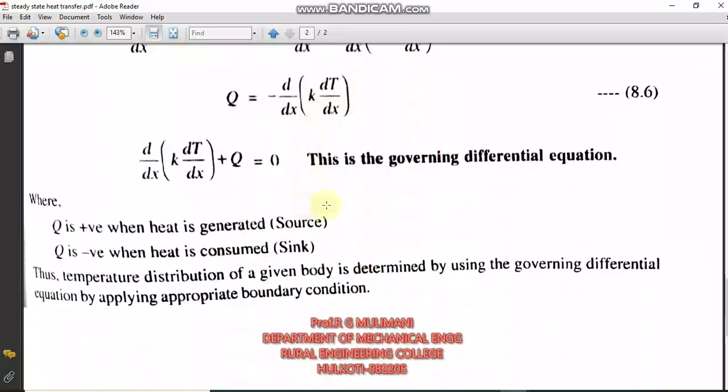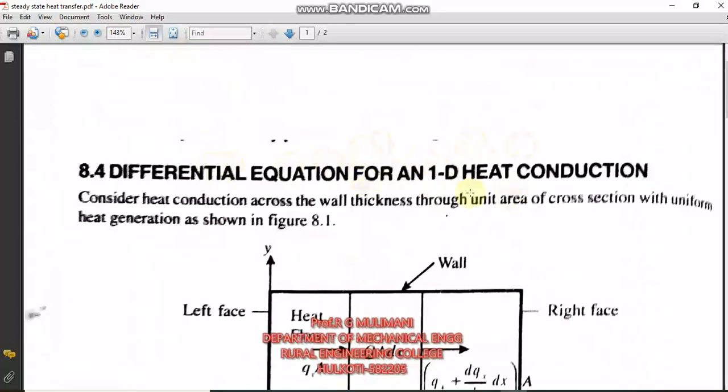By using the boundary conditions, we find the temperature distribution, or the temperature at any given point. This is the differential equation, and for it we use the boundary conditions to find the temperature distribution. The objective of the steady state heat transfer in 1D heat conduction is to find the temperature distribution in the body. Okay, thank you very much.